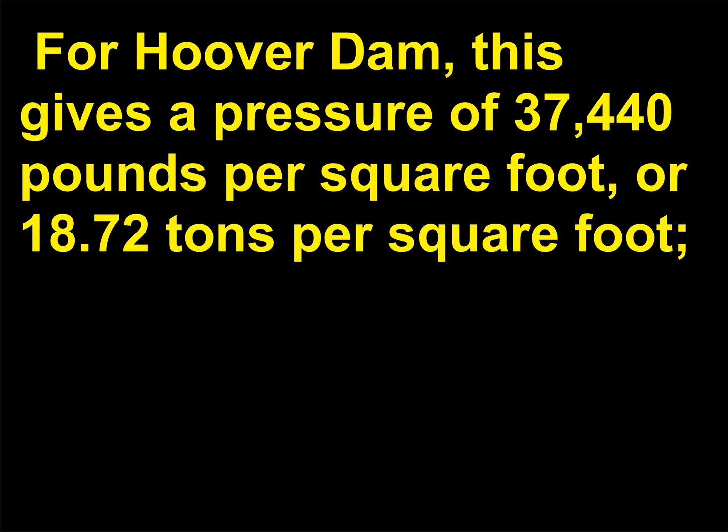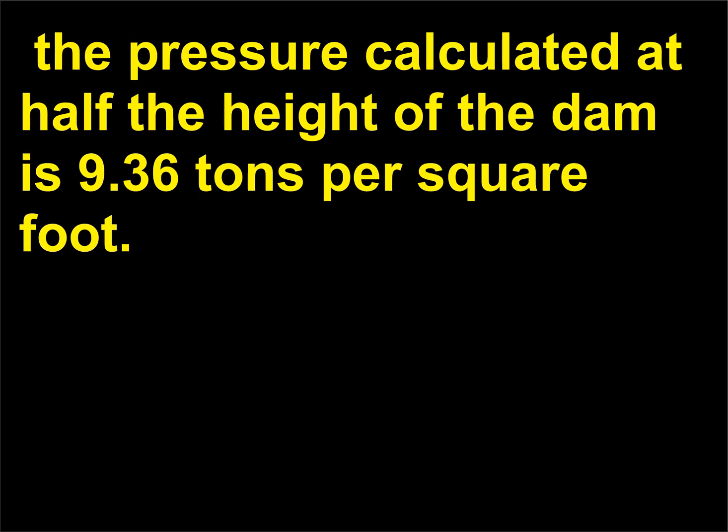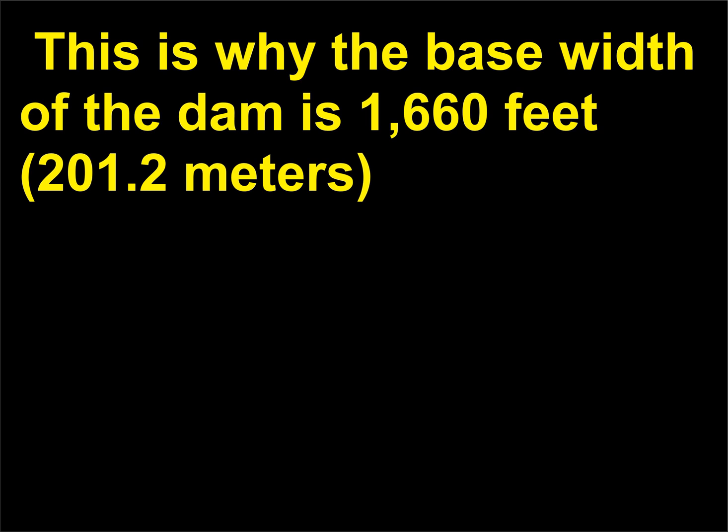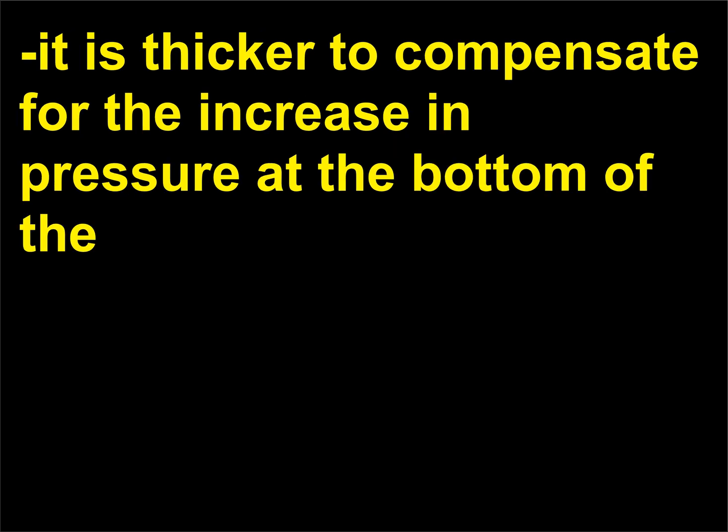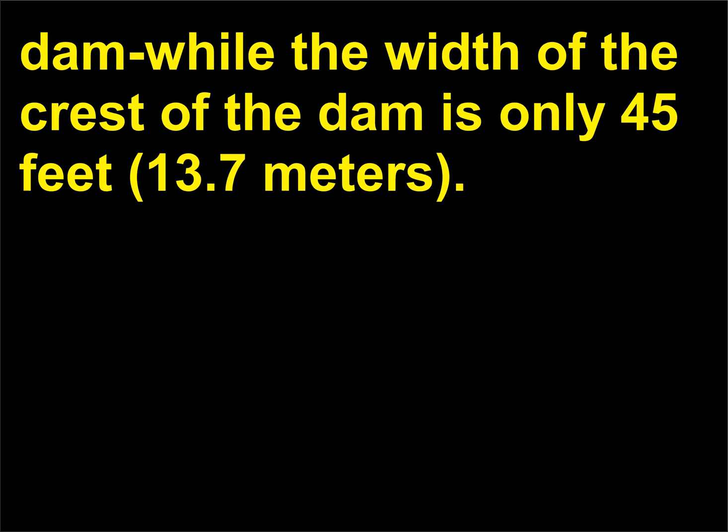For Hoover Dam, this gives a pressure of 37,440 pounds per square foot, or 18.72 tons per square foot. The pressure calculated at half the height of the dam is 9.36 tons per square foot. This is why the base width of the dam is 1,660 feet, 201.2 meters. It is thicker to compensate for the increase in pressure at the bottom of the dam, while the width of the crest of the dam is only 45 feet, 13.7 meters.